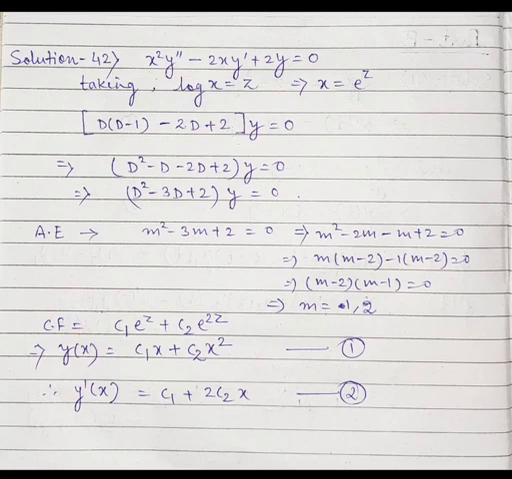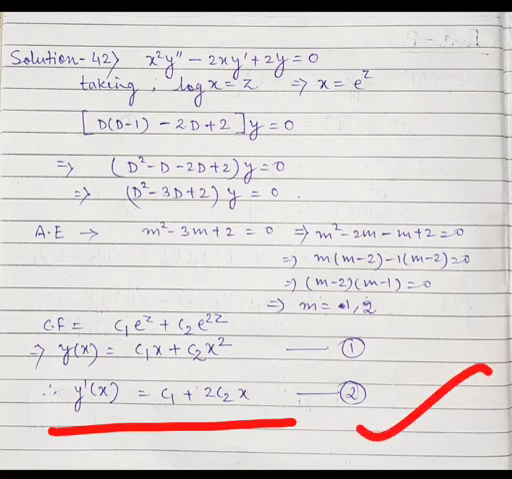Further we will differentiate this to get y'(x) = C1 + 2 C2 x. This is our equation number 2. Now we will be using these two equations for finding the values of alpha and beta.